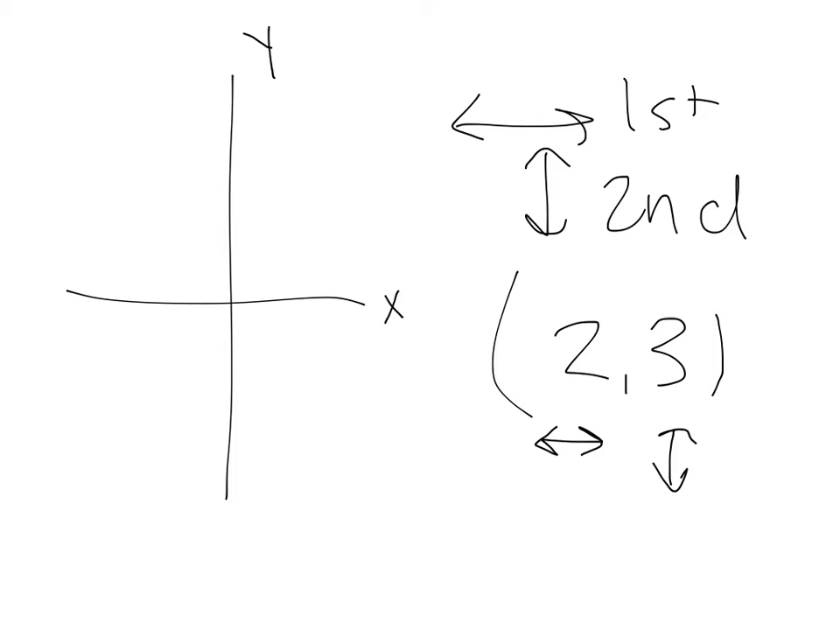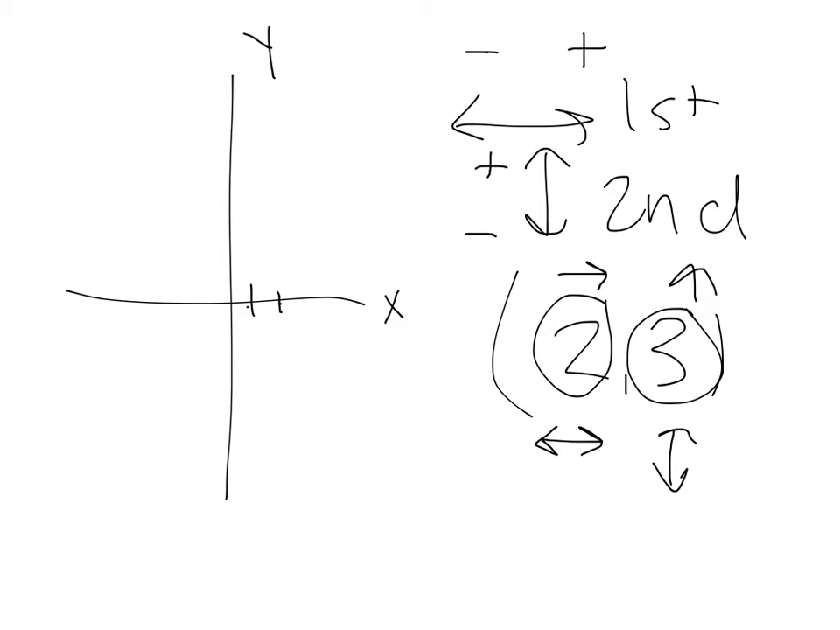So remember, what tells us whether we go left or right is that positive numbers make us go right, negative numbers make us go left, and same thing with up and down. The positive numbers make us go up, negative numbers make us go down. So for the point (2, 3), it's a positive 2, so we go right 2. And it's a positive 3, so we go up 3. So over 1, 2, and then up 1, 2, 3. That's where your point is. So you label that (2, 3) if you were labeling.